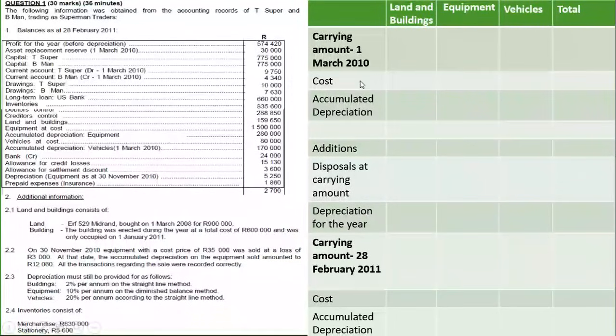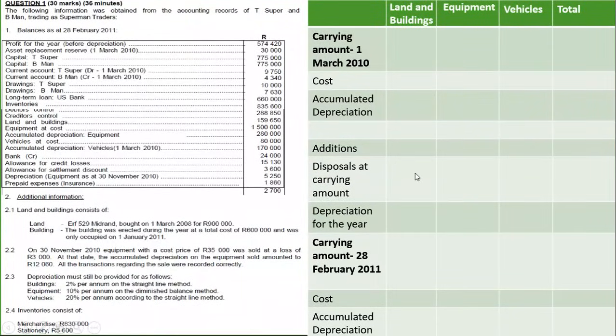That is the beginning of this period. Remember, we are asked to do the PPE note as of 28 February 2011. So we will first begin by putting the carrying amount at the beginning of the period. And we get the carrying amount by looking at the cost and deducting the accumulated depreciation. So we take cost minus accumulated depreciation. Remember, this is at the beginning of the period. And then we look at additions. Did we have any additions to our non-current assets? If we did, then we'd put all the additions here.